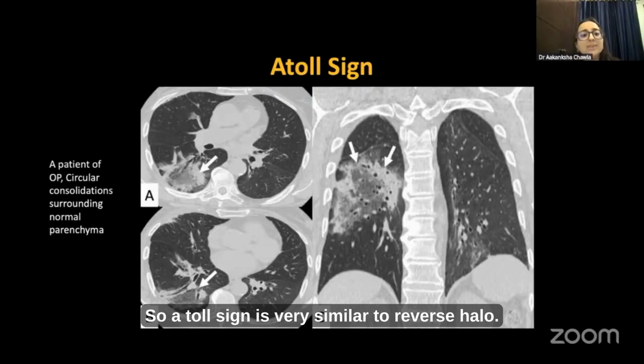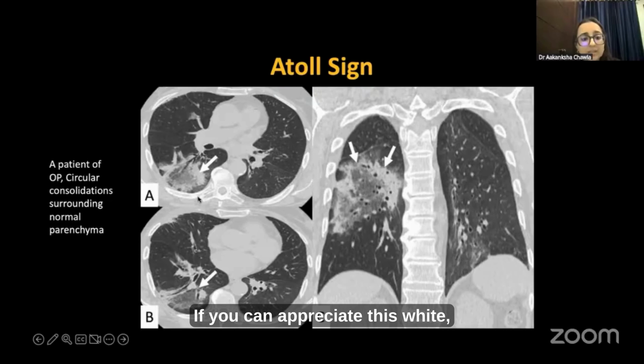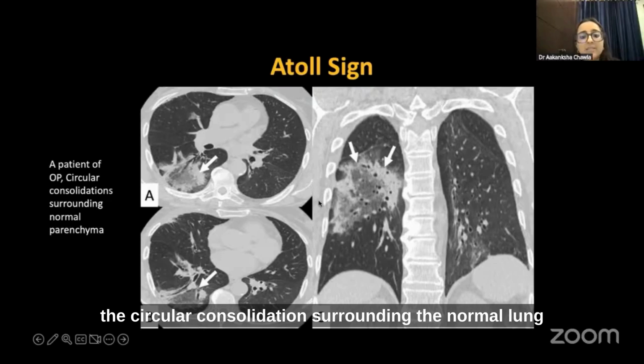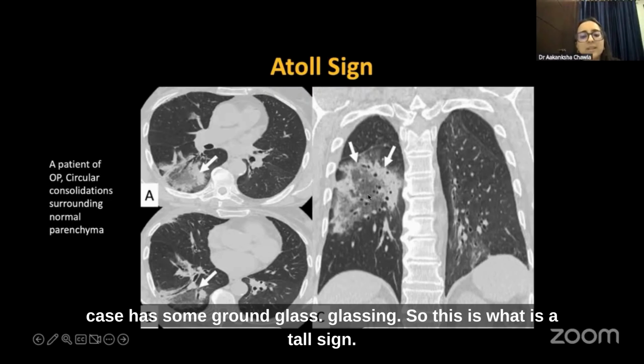So, atoll sign is very similar to reverse halo. As you can see over here, there is a circular consolidation. If you can appreciate this white, there's a circular consolidation surrounding the normal lung parenchyma. Now, normal lung parenchyma also in this case has some ground glassing. So this is what is atoll sign.